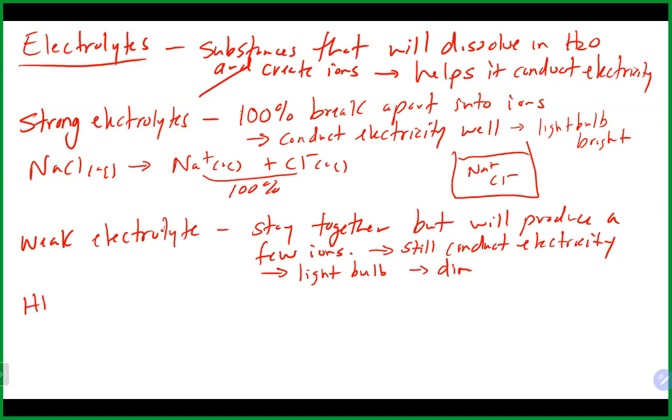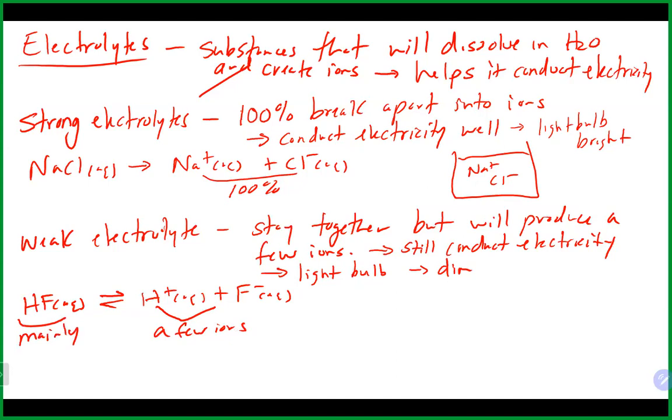Something like hydrofluoric acid is a weak acid. It's also a weak electrolyte. When it breaks apart, it'll break apart into H plus and F minus. So in solution, it will create a few of these ions. But this is actually mainly what you have in solution. So it mainly stays together, but it's able to produce a few ions in solution. If you look at that solution, you mainly have the HF molecules still floating around, but you have a little bit of the actual individual ions in there as well.